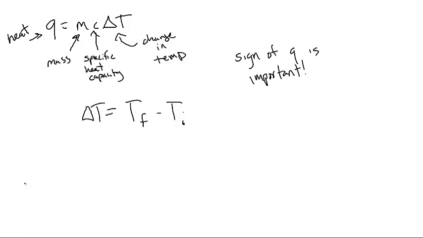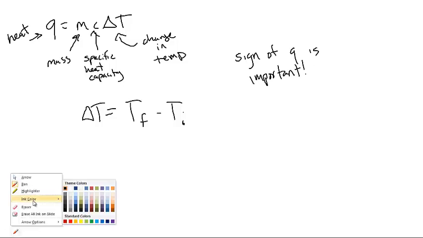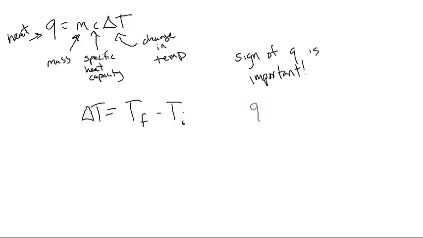So what do I mean by that? If Q is less than 0, what does that mean about my system? Okay. Yeah, exothermic, it gave off heat. And Q is greater than 0, it's endothermic.